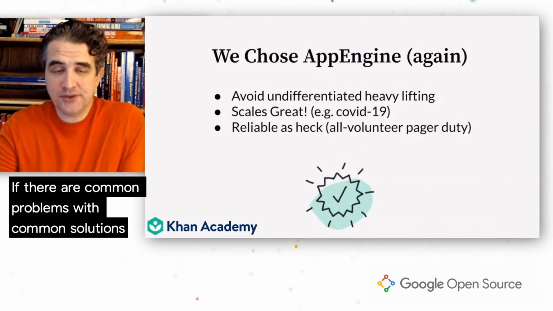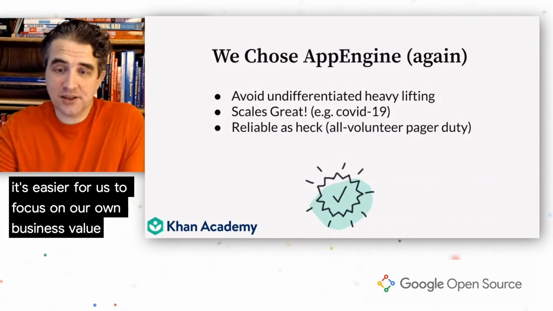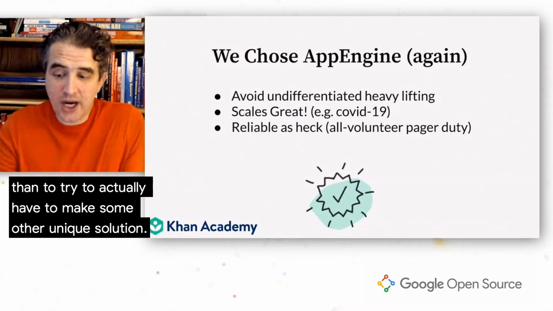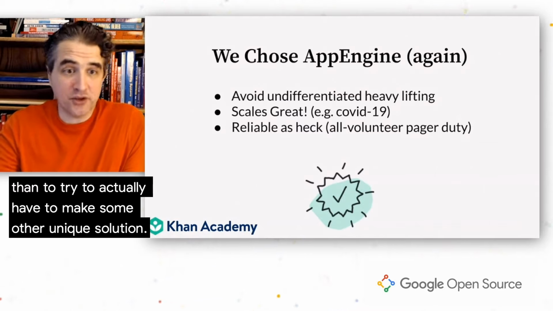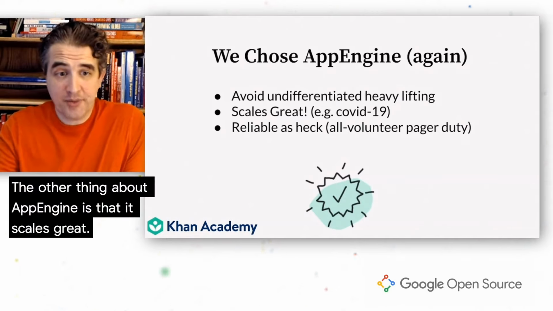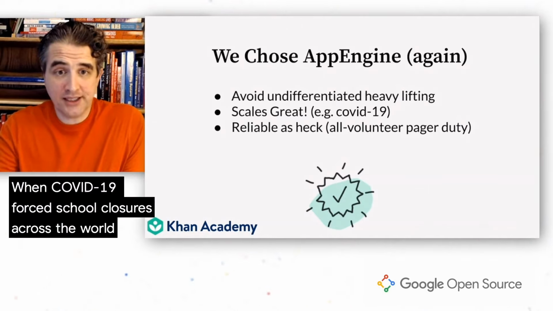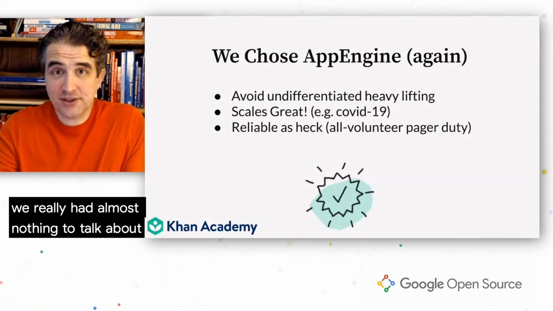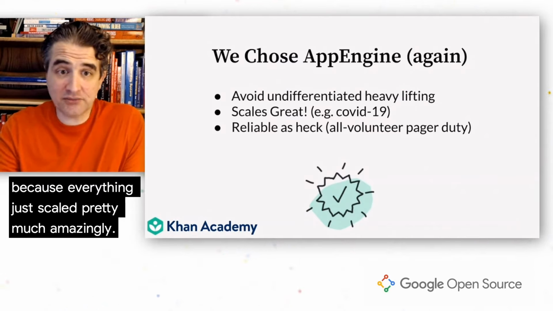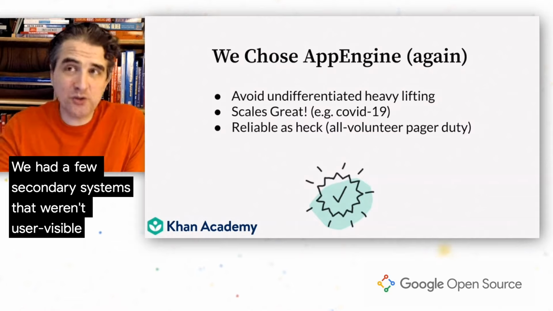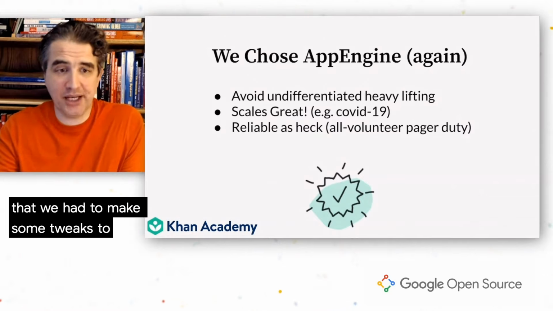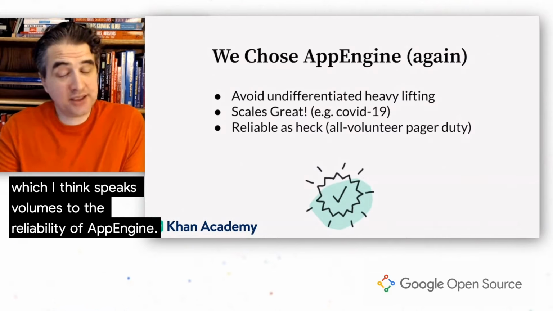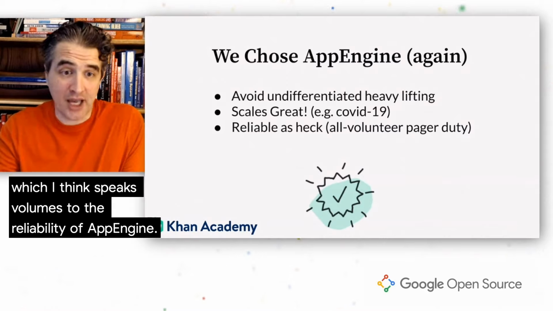If there are common problems with common solutions, it's easier for us to focus on our own business value than to try to actually have to make some other unique solution. The other thing about App Engine is that it scales great. When COVID-19 forced school closures across the world, we really had almost nothing to talk about because everything just scaled pretty much amazingly. We had a few secondary systems that weren't user visible that we had to make some tweaks to, but no real problems to speak of, which I think speaks volumes to the reliability of App Engine.